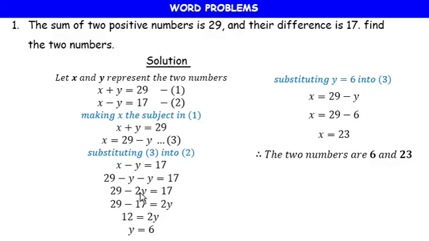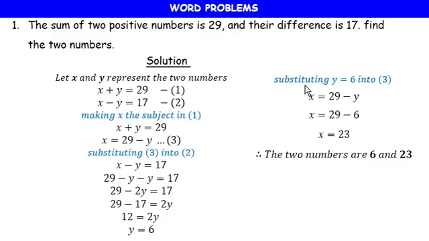Now I want to make y the subject. So what I did was I moved the negative 2y to the right side, and I brought the 17 to the left side. So it becomes 29 minus 17. Here it was plus, so it becomes minus. And then the negative 2y becomes positive 2y at the other side. So 29 minus 17 gives us 12. So we are going to have 12 is equal to 2y. When you divide both sides by 2, you are going to have y equal to 6.